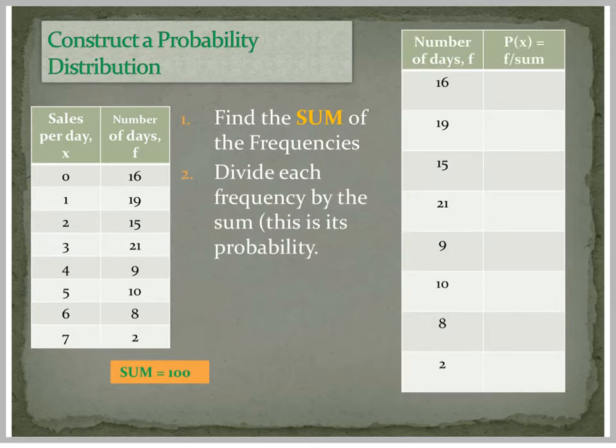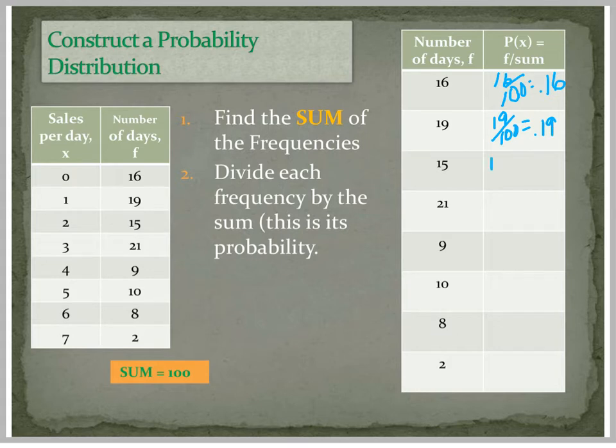In order to find that probability, we divide each frequency by the sum, and that tells us the probability of that particular event. So, as an example, let's find the probability for the frequency of 16. So 16 out of 100 is 0.16. We do the same thing for 19. The probability of 19 out of 100 is 0.19.